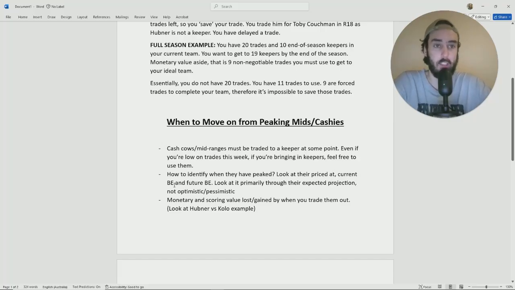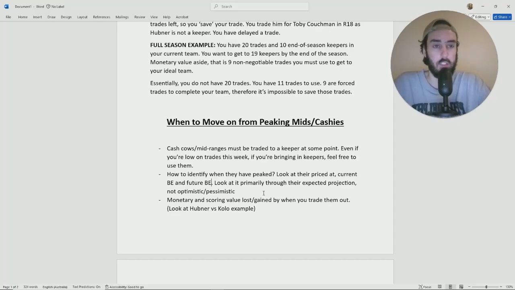Then their current break-even, which is obviously important. I'll show you which site has the best break-evens as well, and then their future break-even. Every player has a rolling break-even, so if they scored a 70 this week, that is effectively in their break-even for the next 3 weeks. So their future break-even to me is probably more important than their current break-even.